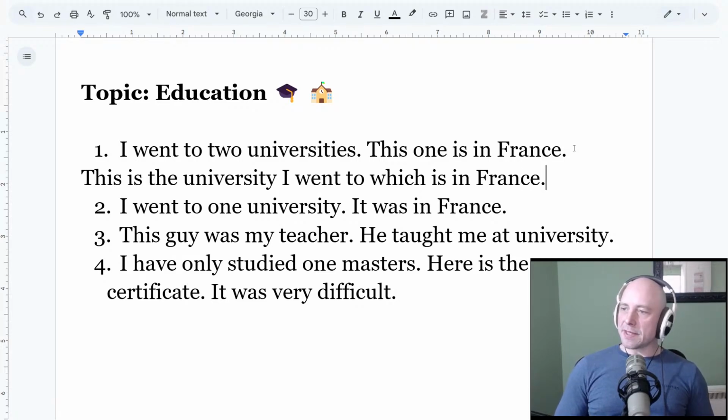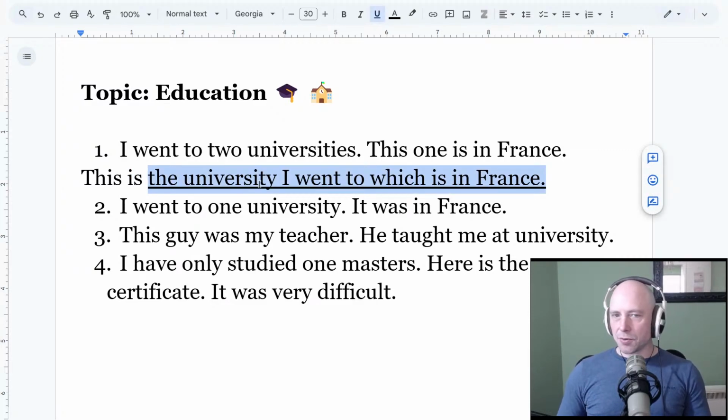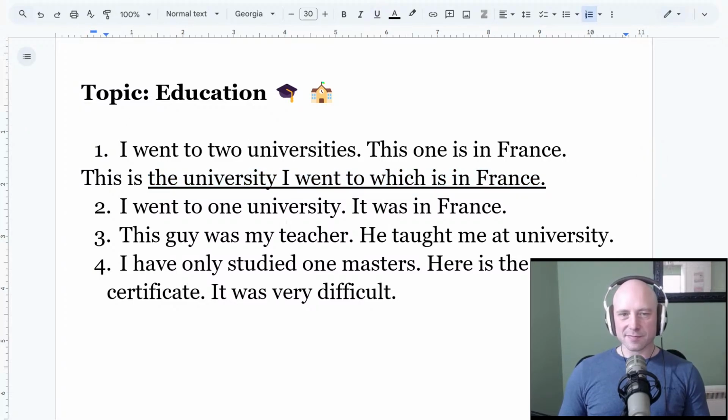So one option for number 1. This is the university I went to, which is in France. And this, of course, is a defining relative clause: the university I went to, which is in France. Let's see what we've got. Vitelli seems to have added information there. This is the French university that I went to, but I ended up dropping out. What's that, but I ended up dropping out? It's just totally new information.